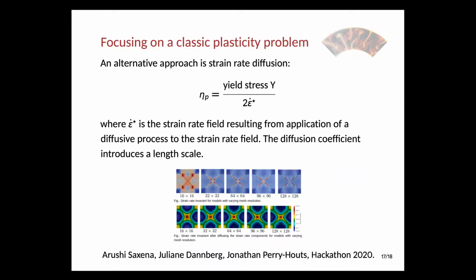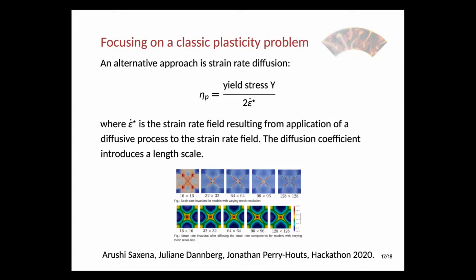And finally, this is not the only way to potentially stabilize the plasticity problem. This has been explored by Arushi, Juliana, Jonathan, and maybe a few others during the hackathon. The other idea is, I would dare to say, a bit less physical, but nonetheless very interesting and rather cheap as well. What you do here is you have virtually the same formula as the case without the damper. But if you look closely, you'll see that the epsilon here has a star. And this epsilon dot star is the strain rate field that results from a diffusive process.